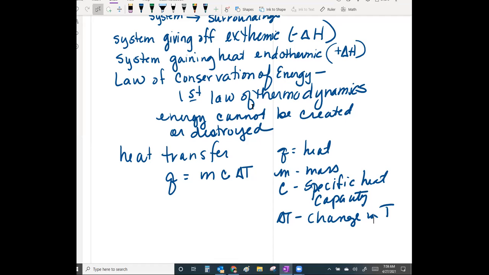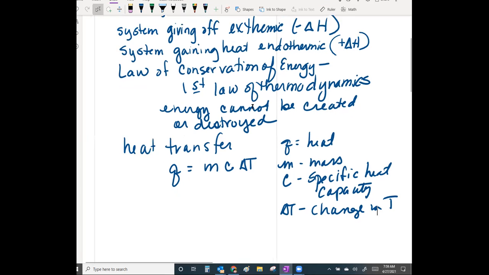Okay. And specific heat capacity is dependent on what the substance is and how well it conducts the heat. All right. If you have a high specific heat capacity, you're well insulated and it doesn't conduct the heat easily, or it retains the heat. If you have a low heat capacity, then that means it can conduct the heat very well, and so it's going to heat up quickly or lose heat quickly. Okay.